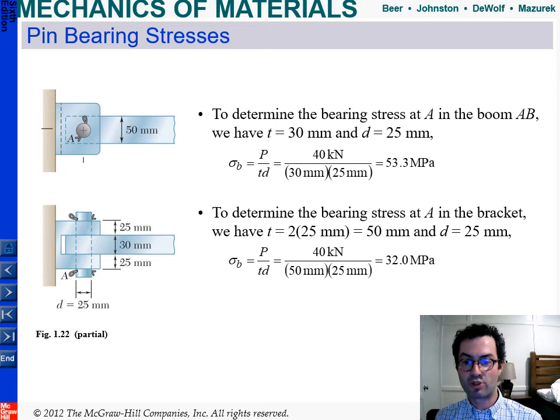And determine the bearing stress in the bracket as well. Similar calculation, but instead we're going to use 50 millimeters as our area. But pretty similar, and we get 32 megapascals. So we're cool. Not what's going to fail first.